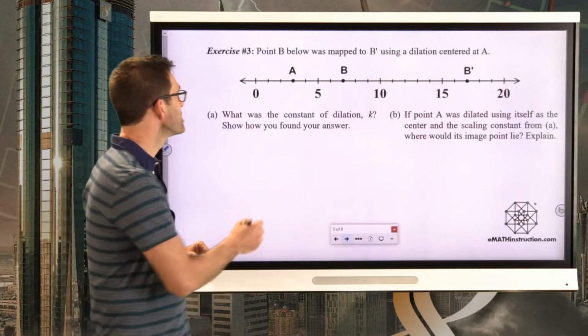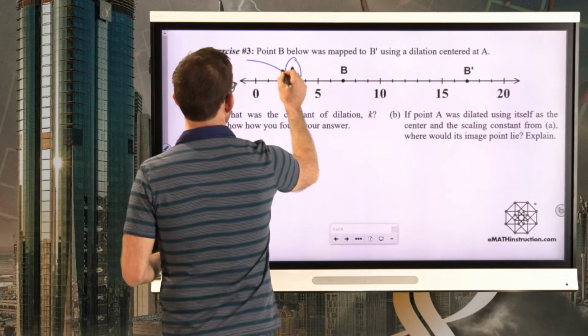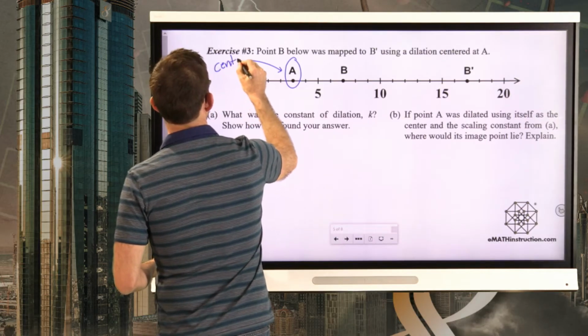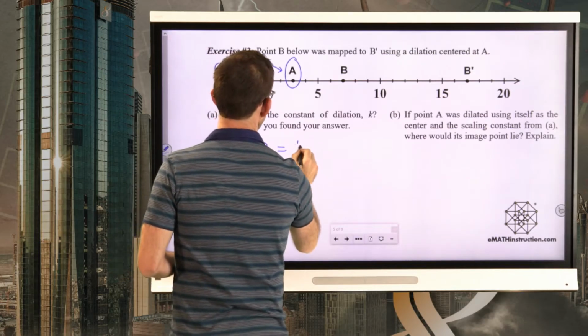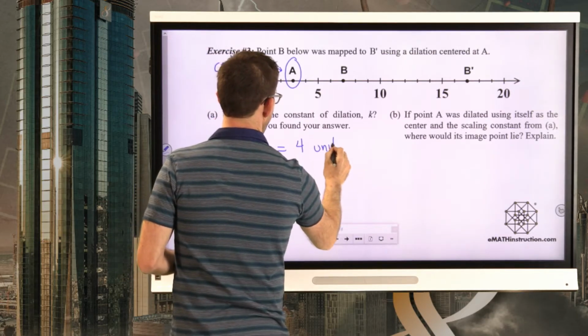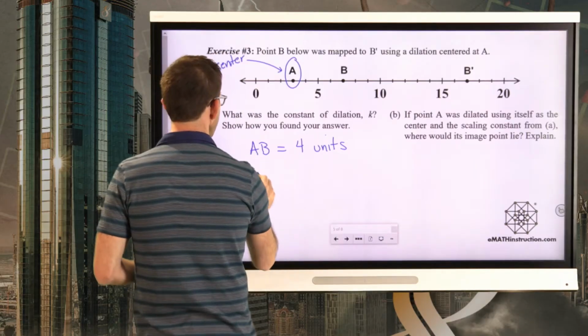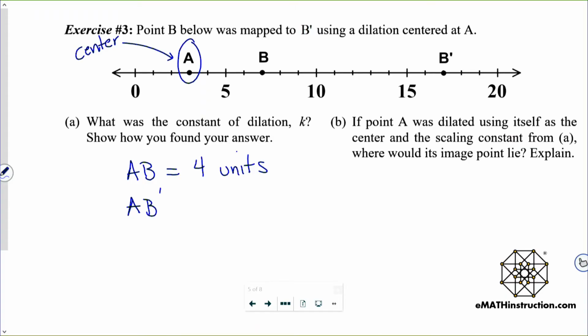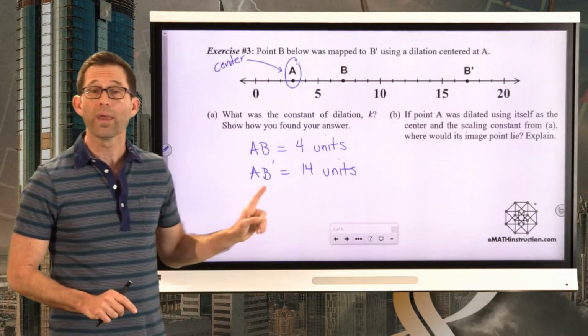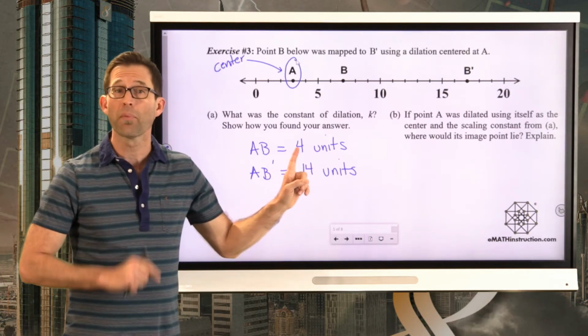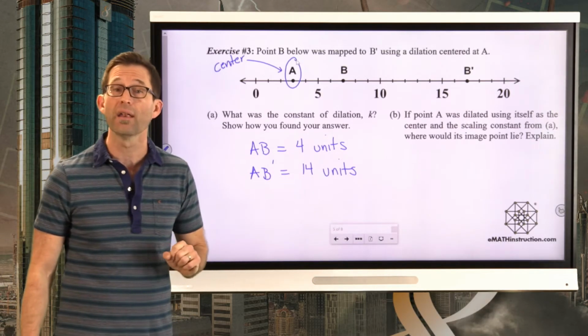So remember, this is my center. Very important. Now, the original distance between A and B was equal to 4 units. However, the distance from the center now to the image point, that's 3 up to 17, that's 14 units. Okay? So what we know is the following. We know that if we took this and multiplied it by the scaling constant, we should get this.